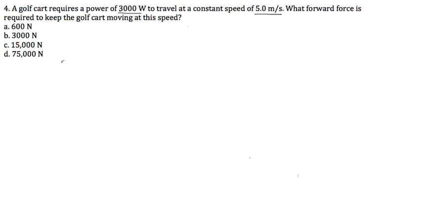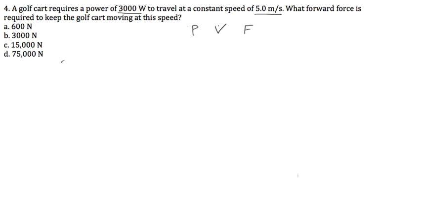A golf cart requires a power of 3,000 watts to travel at a constant speed of 5 meters per second. What forward force is required to keep the golf cart moving at this speed? All right, so we see that we're given power and we're given speed, or in this case, it should be the same as velocity. And we want to figure out force.